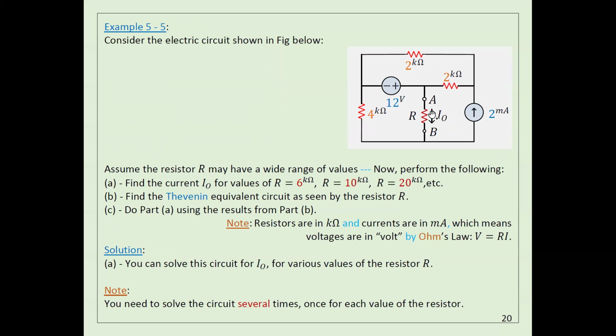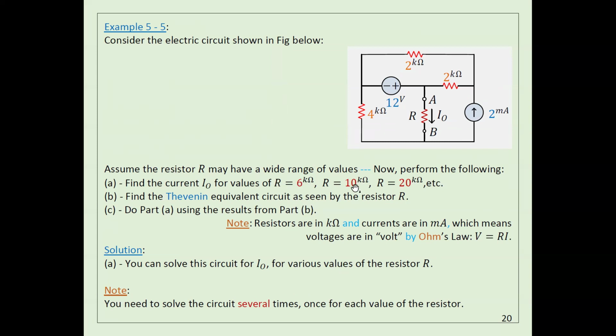I want to find the current flowing through the R. So here I'm asking you to find the current I0 at different values of R.